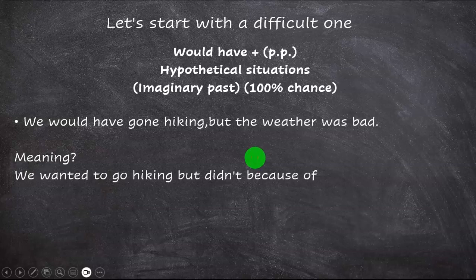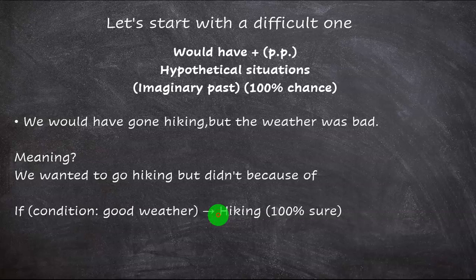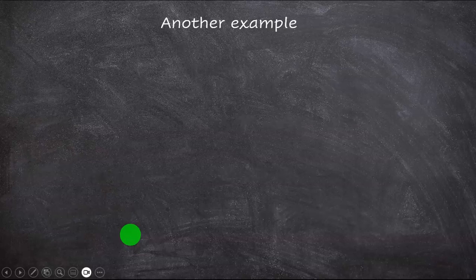Now, what does it mean? It means that we wanted to go hiking, but didn't because of a particular condition. And what was that condition? The condition was good weather. Had it been good weather, had the weather been good, we would have gone 100%. Okay, nothing would have stopped us. However, the weather played spoilsport and we did not go. Right? Because the weather was bad, we did not go. Otherwise, 100% chance was that we would have gone hiking. So there is a condition which is the weather. Right? Hope this example is clear.